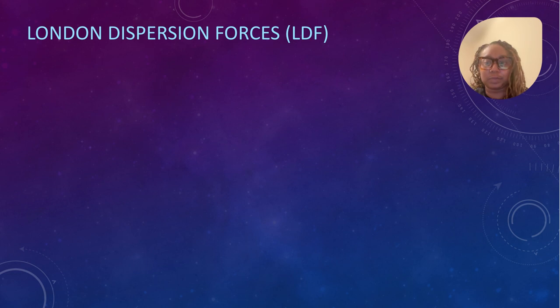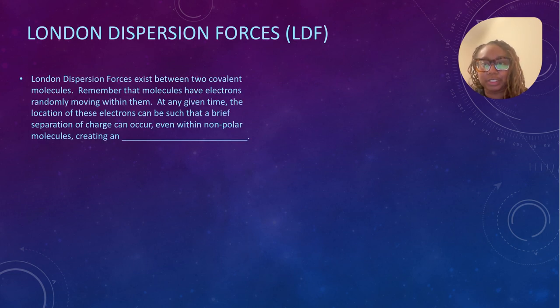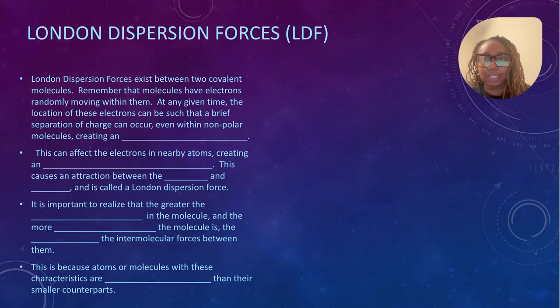First is London dispersion forces. London dispersion forces exist between two covalent molecules. Remember that molecules have electrons randomly moving within them. At any given time, the location of these electrons can be such that a brief separation of charge can occur, even within nonpolar molecules, creating an instantaneous dipole. So what that means is that in that moment, when we're talking about covalent, an instantaneous dipole would be going in a certain direction.